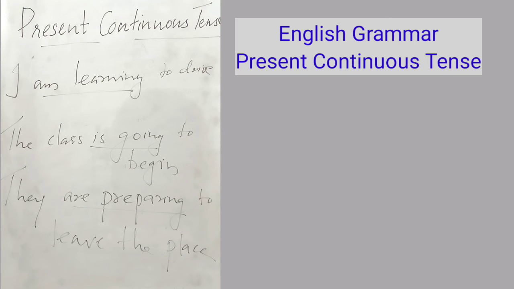Today we discuss present continuous tense. Is or am or are plus ing form of the verb. We use this present continuous tense in two occasions. One is to express an action which is going on at the time of speaking.